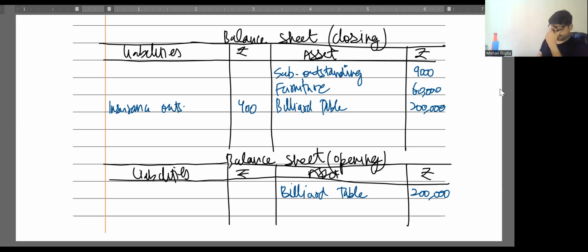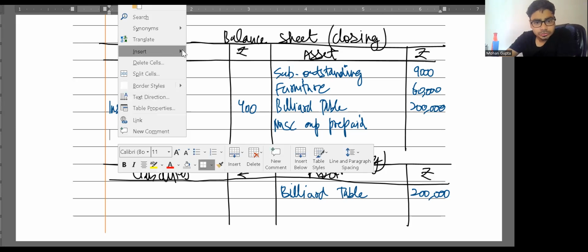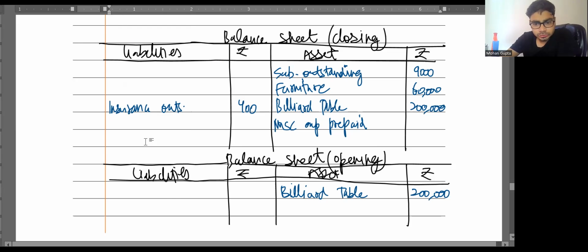Then we have miscellaneous expenses prepaid. Prepaid means already paid. So is it an asset or a liability? It's an asset. Yeah, if you prepay something, that is a benefit to you, right? Yes. Miscellaneous expenses prepaid. And then how much is it? 900.